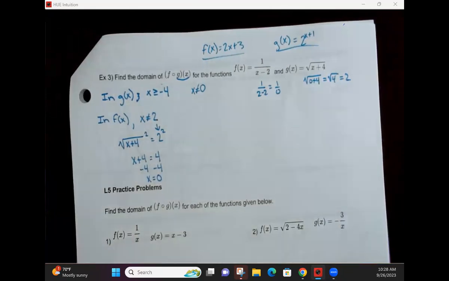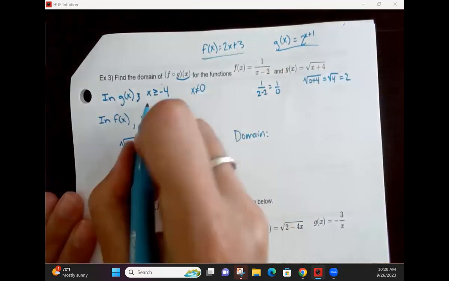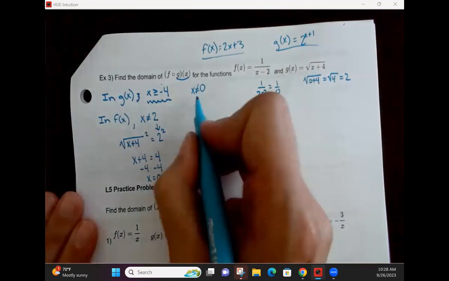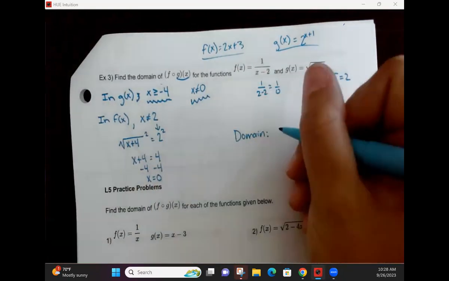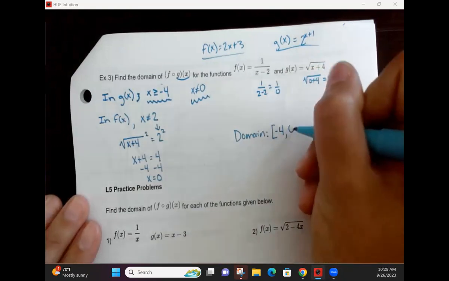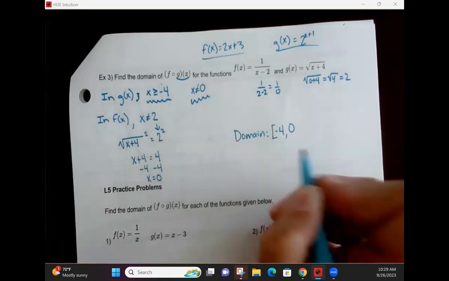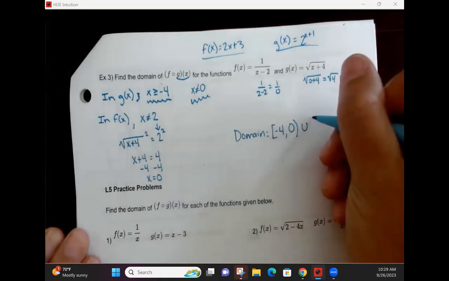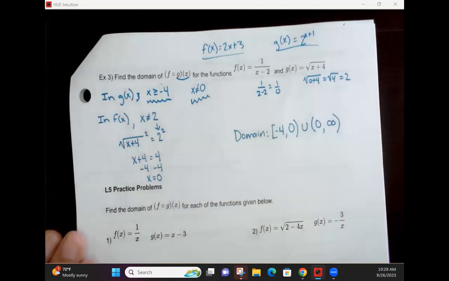So when I go to write the domain now, I need to keep x greater than or equal to negative 4, but it can't be 0. I'm going to write this one in interval notation. Negative 4 up to 0. We can do a bracket at negative 4 because we can have negative 4. That's okay. Parenthesis at 0. And then anything greater than 0 would be fine. 0 to infinity.